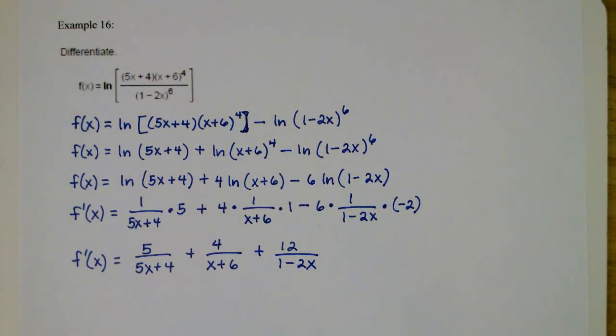So f prime of x will end up being 5 over 5x plus 4 plus 4 over x plus 6 plus 12 over 1 minus 2x. Okay, so that would be the derivative of that function. So with that, you had to expand by using those 3 properties of logarithms, and then you can take the derivative of each individual piece.